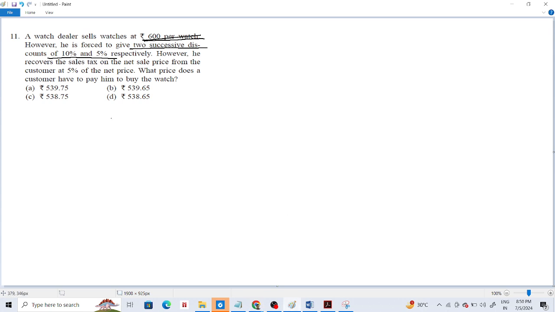So see, a watch dealer sells watches at 600 rupees per watch. However, he is forced to give two successive discounts of 10% and 5% respectively. So from here to here, as I told you, as we read the sum, we will do the sum. So he is forced to give discount. So that means what is the SP without sales tax? SP without sales tax is what, 600.